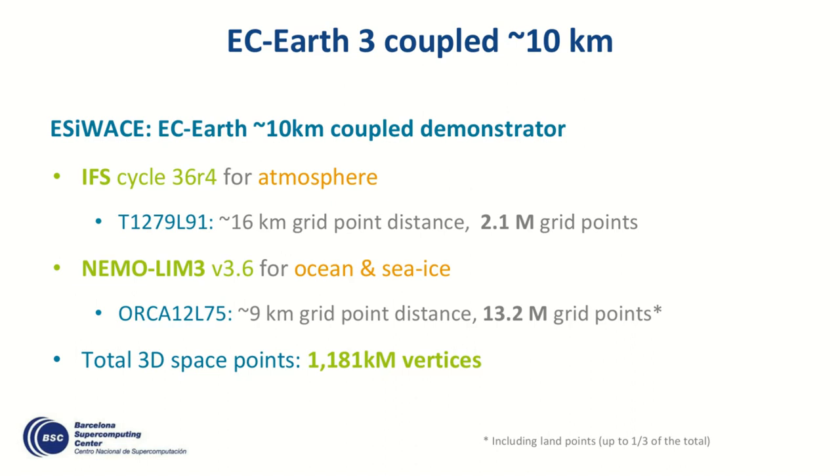And we see that we have like 2 million points for the atmosphere and 13 million points for the ocean. And in general, we count the 3D space, so we also count the vertical levels. We have like 1,000 million, 1 billion vertices. So this configuration is very, very big, and it's a very good benchmark for modern computers.